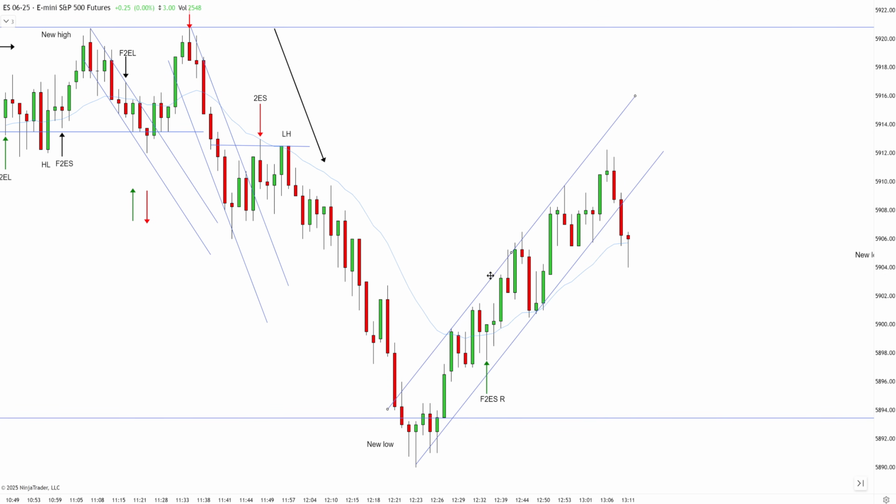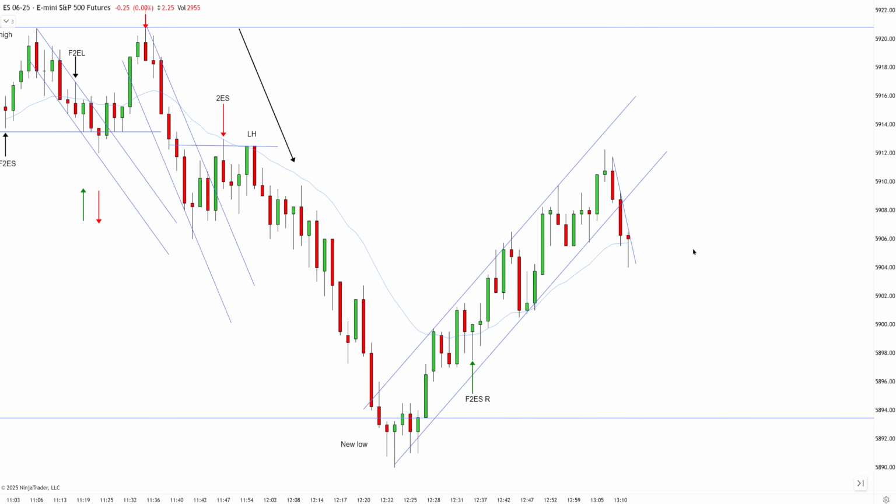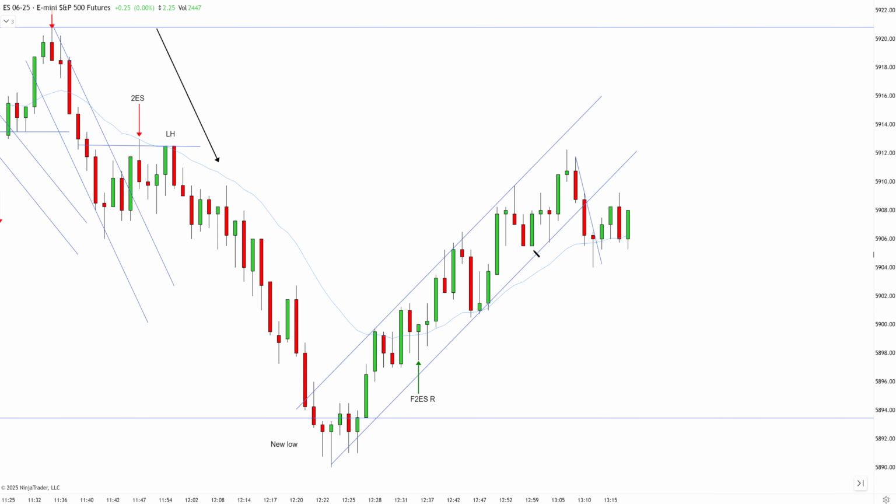A little bit wider like this. You can see the structure of the trend still looks healthy, like one clean push working higher. Going to draw the downtrend, and I have a second entry long combined with the triple test, new high, first entry long, second entry long.